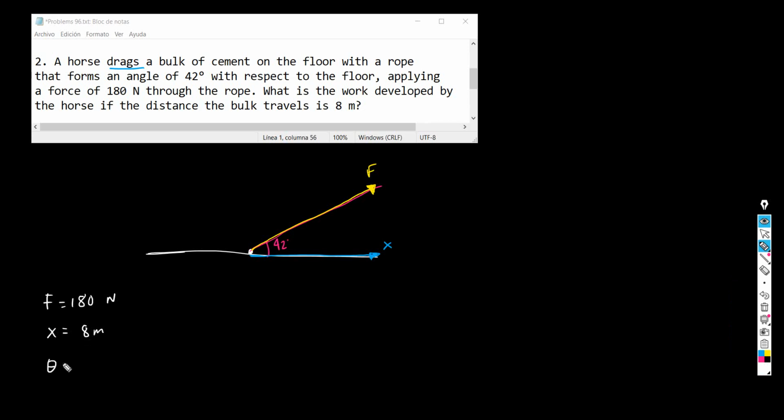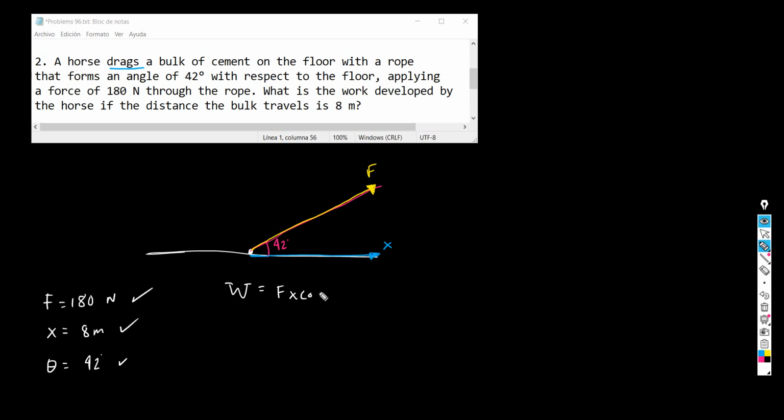Okay, and now I just need the angle between the force and the displacement, right? Between this vector and this vector. What is the angle? Well, as we can see, it's 42 degrees. So there it is, and we have the force, we have the displacement, we have the angle between them, and therefore we can calculate the work.